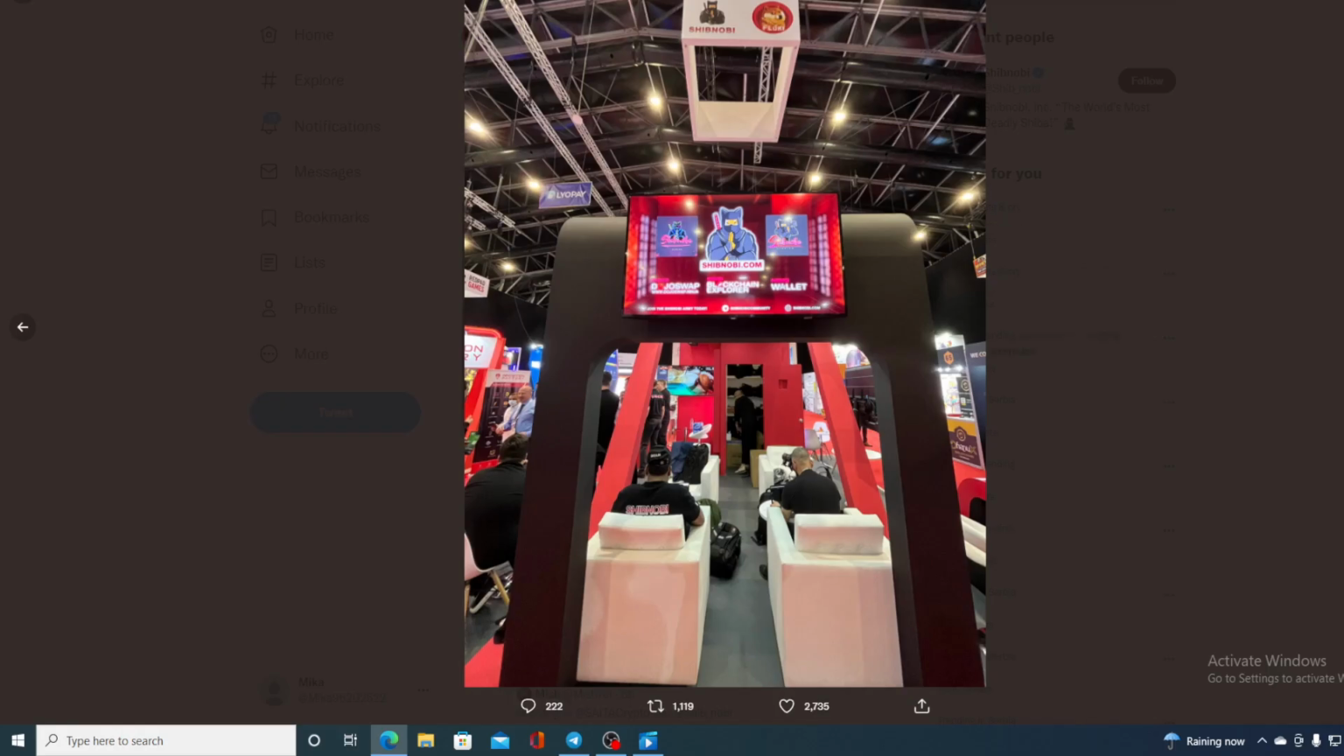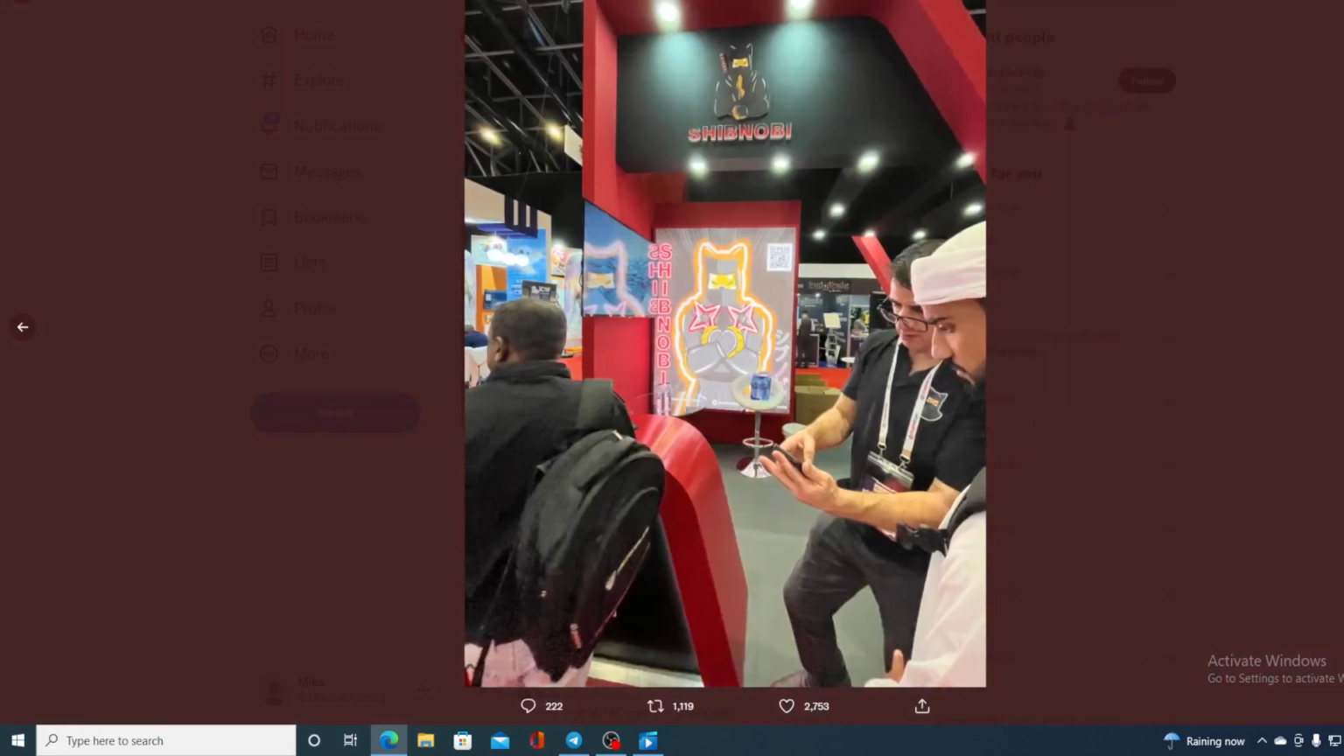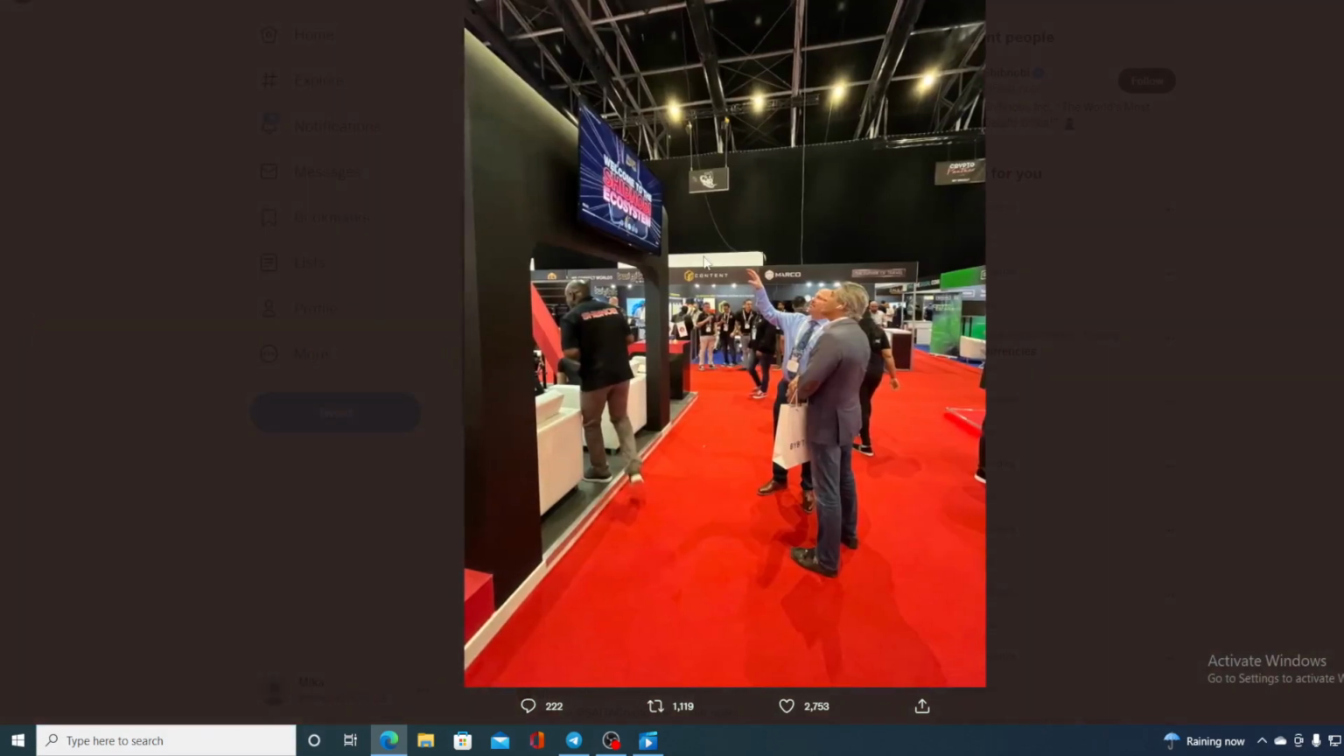Now, this is not all of the pictures. Take a look at this, guys. This is the inside of the booth. This is, again, the inside. There was a picture of the outside of the booth. Yes, there is. Here it is, guys.